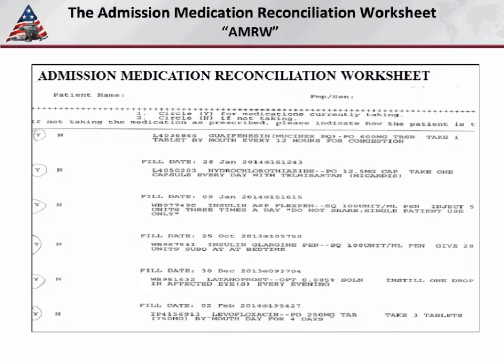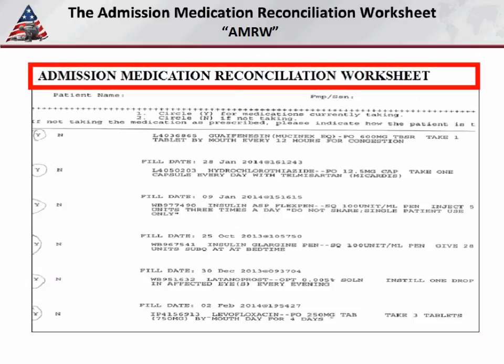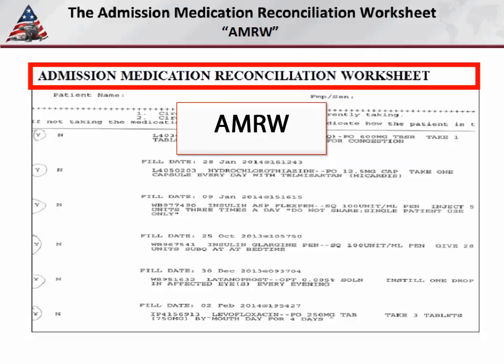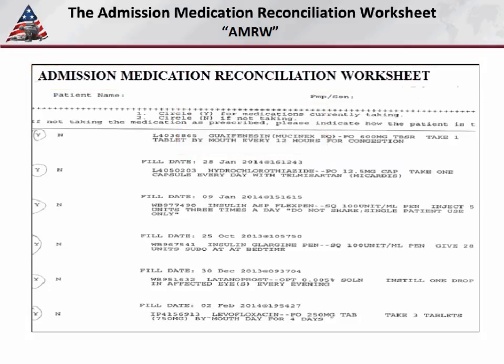For an outpatient visit, the staff begins by printing the Admission Medication Reconciliation Worksheet, or AMRW, and then gives it to the patient to review and verify. Please instruct the patient to make any changes, additions, or deletions to their prescription medications, over-the-counter drugs, vitamins and herbal supplements, and any medications they may have received from a provider in the host nation.